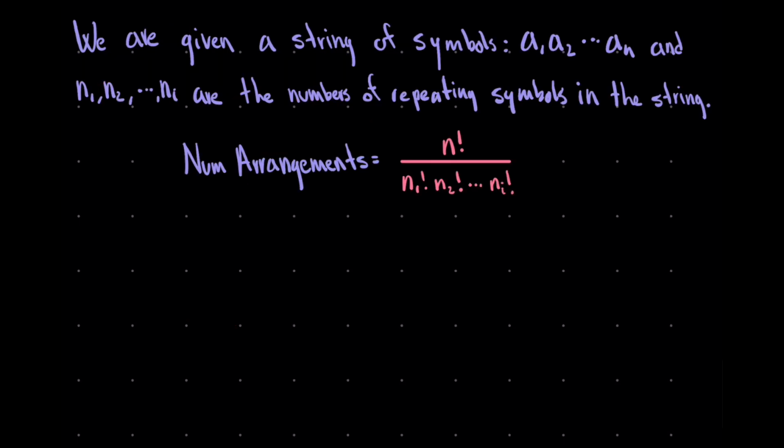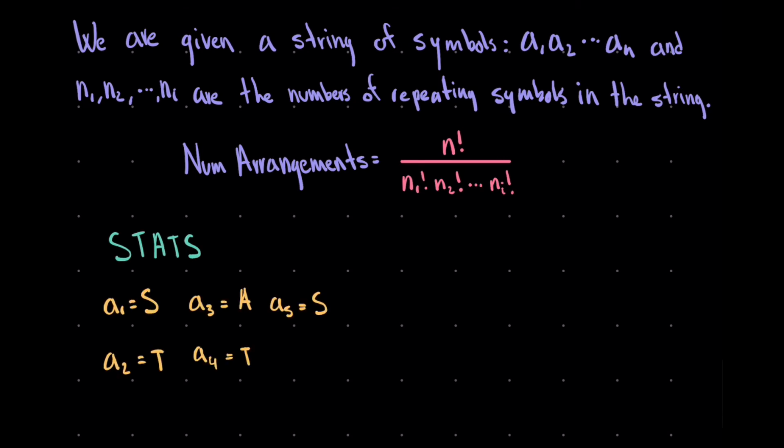If we wanted to define what we just discovered, we could say that if we are given a string of symbols A1, A2, all the way to AN, and N1, N2 to Ni are the number of repeating symbols in that string, then the number of arrangements of the symbols in that string is going to be equal to n factorial all over N1 factorial times N2 factorial all the way to Ni factorial. Now, if this language is confusing you, don't worry. Let's go back and look at the stats example we were just looking at.